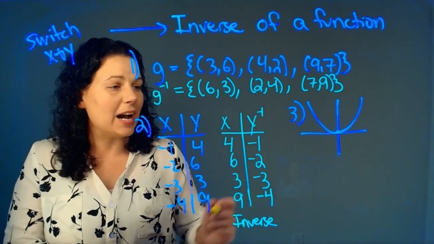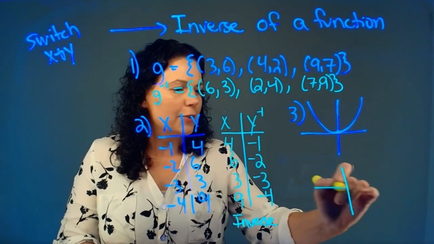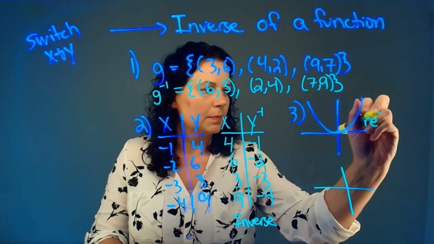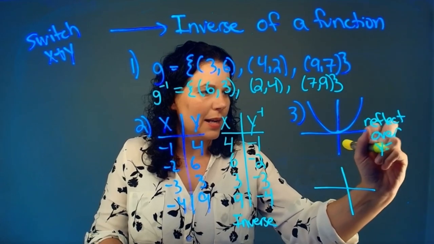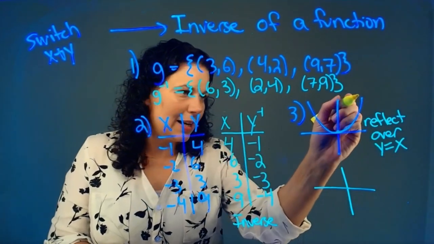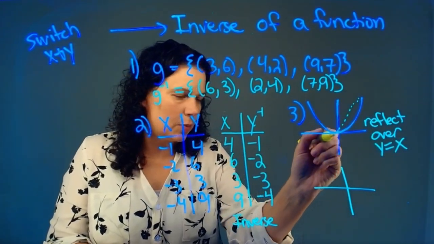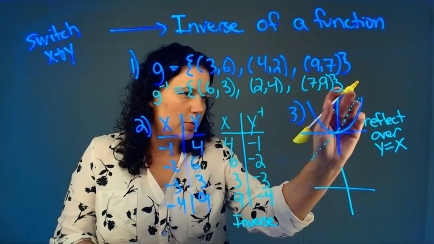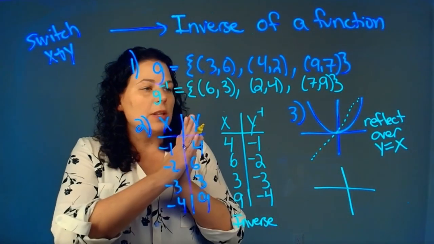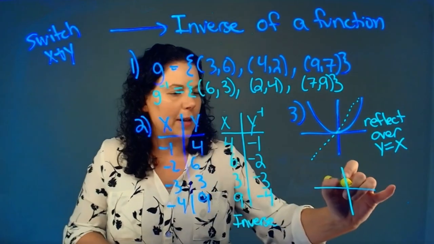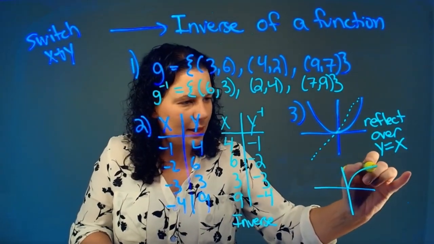Now, when I have a graph, it gets a little trickier. We have to reflect over the line y equals x. So there's a line right here called y equals x. And I'm not using gridded graph paper, so it's a little harder to see. But we are going to fold this graph over that to reflect it. So it ends up doing like this.